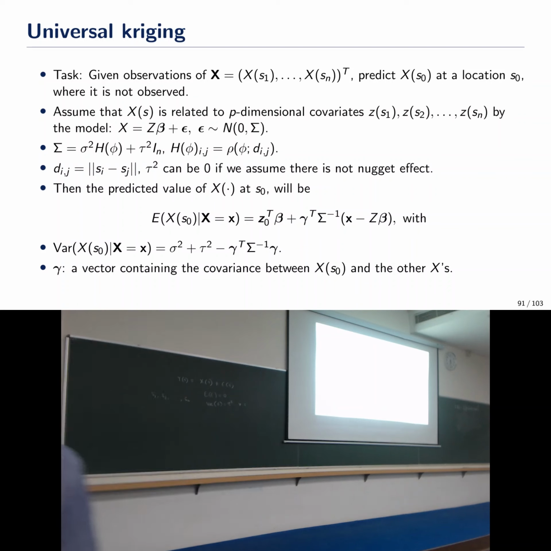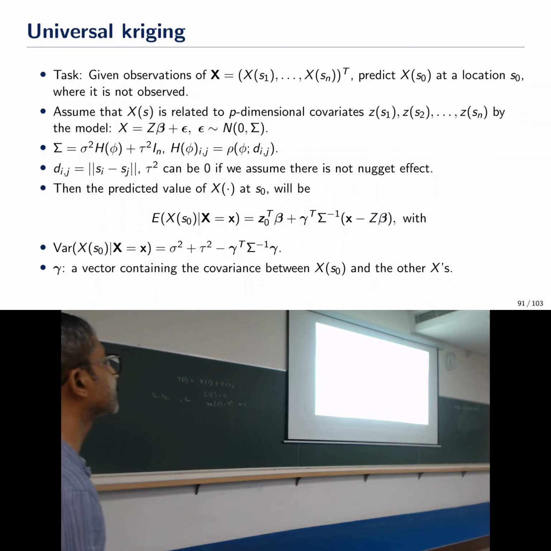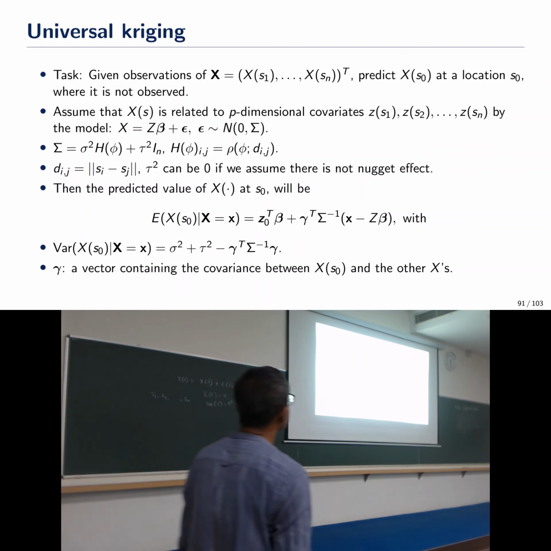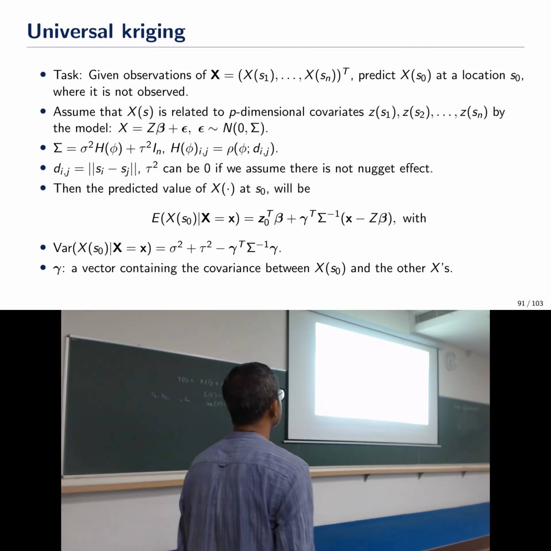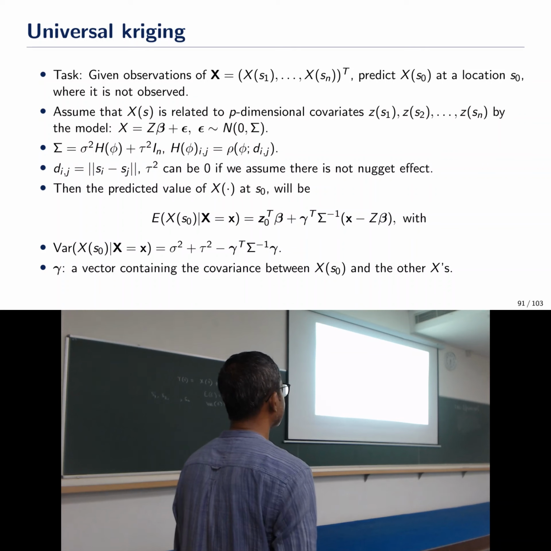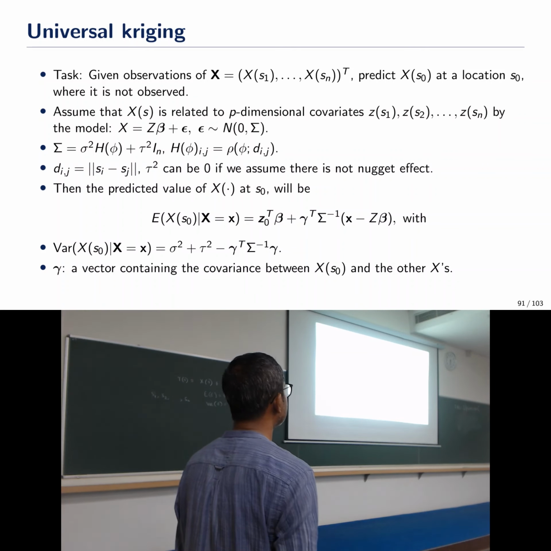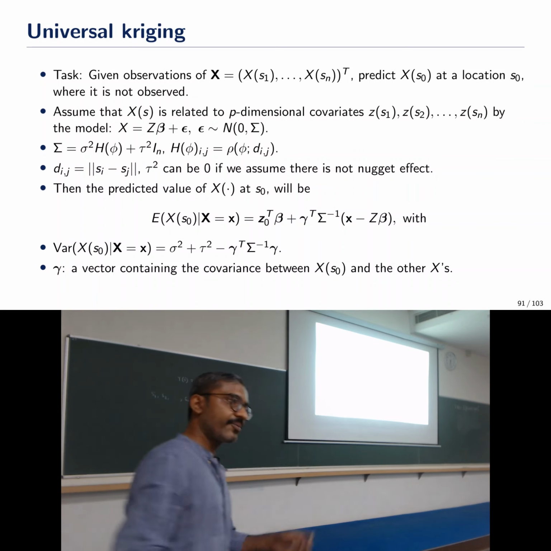Normality is helpful here because this sigma is the structure that we have already discussed. If we assume this normality, this conditional expectation has a nice form. But the problem here, again, is that this beta is not known. Gamma is essentially a vector containing the covariance between S0 and Xi, so these are not known, and they have to be estimated.